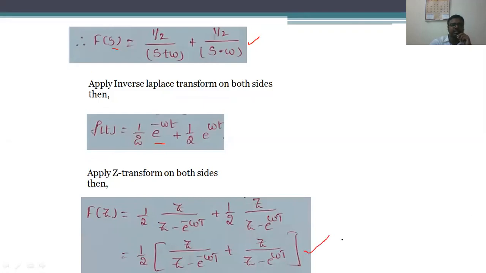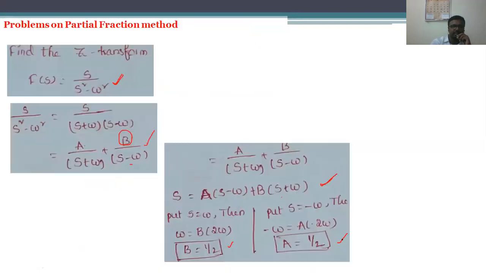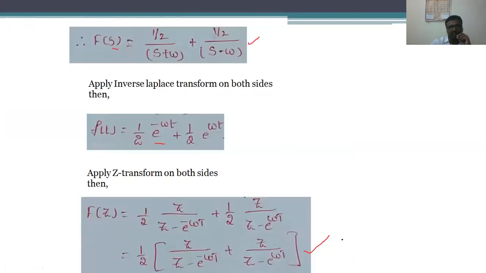The Z transformation using the partial fraction method is nothing but F of z is equal to 1 by 2 into z divided by z minus e power minus omega t plus z divided by z minus e power omega t. Okay, these are the basic equations. That means in this way we are going to obtain the Z transformation for a certain set of equations using partial fraction expansion. In a similar manner, we are going to solve the rest of the problems also using partial fractions. So have a glance at it.